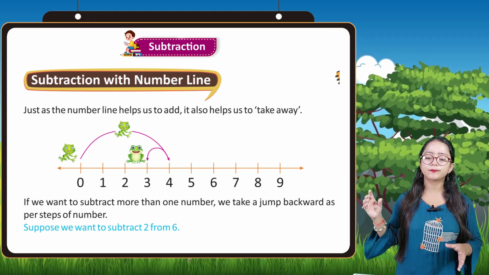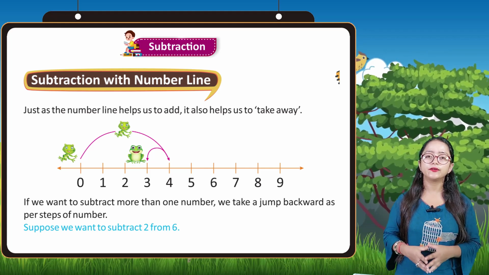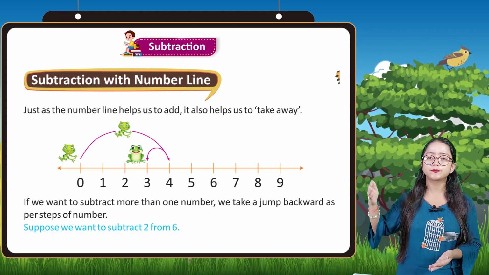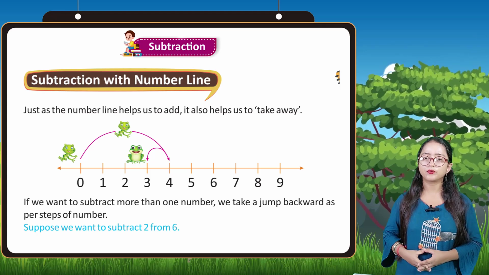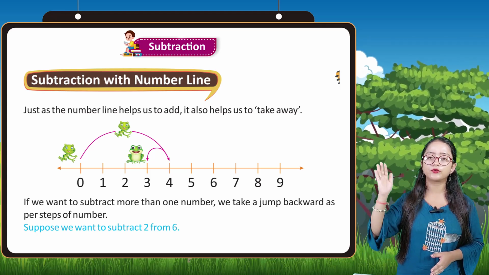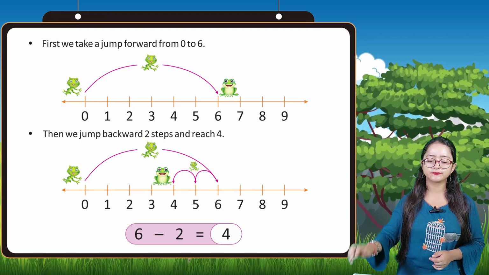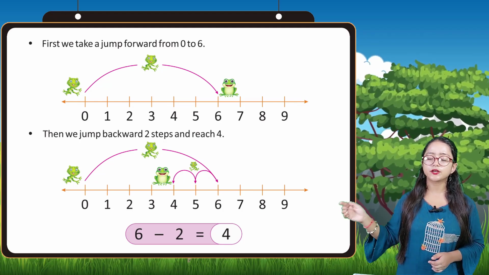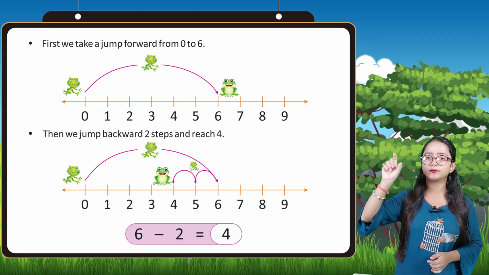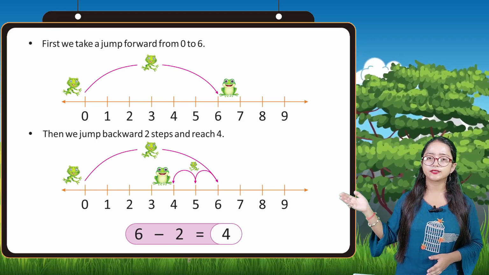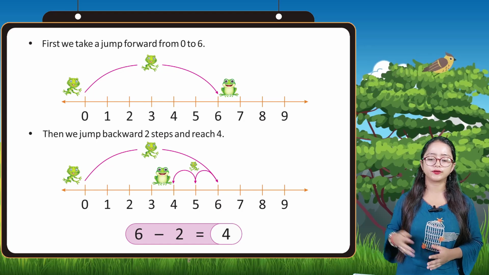If we want to subtract more than one number, we take a jump backward as per the steps of the number. Suppose we want to subtract 2 from 6. First we take a forward jump from 0 to 6. Then we jump backward 2 steps to reach the number 4. Here you can see 6 minus 2 is equal to 4.